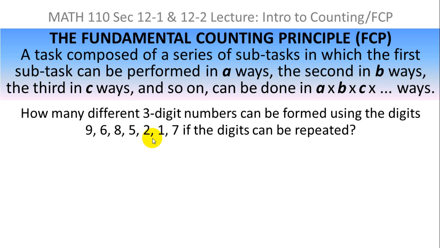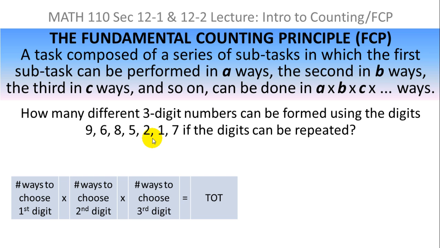Just to emphasize how this works, let's do another one. This time we're doing 3-digit numbers. How many 3-digit numbers can be formed using the digits 9, 6, 8, 5, 2, 1, and 7? In other words, not all 10 of the digits. We, for instance, can't use a 3, can't use a 4. We can only use 9, 6, 8, 5, 2, 1, 7. But they can be repeated, so we can use them again. We're still choosing 3 digits, though. It's not a 6-digit number this time.